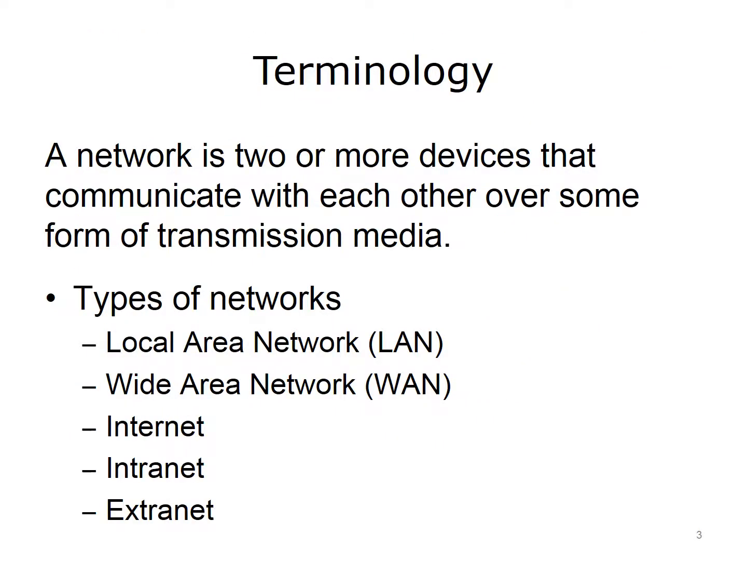A network is two or more devices that communicate with each other over some form of transmission media. There are several different types of networks that are defined by size, who maintains the network, and who has access to the network. A local area network, LAN, is a small network. It can be as small as two devices connected to each other and as big as a college campus. LANs are maintained by the organization that uses the network, and it is responsible for creating and maintaining all the network hardware and software. Wide area networks, WANs, are big networks.